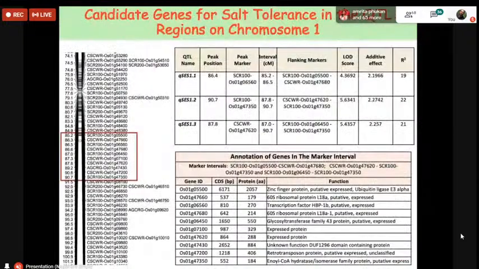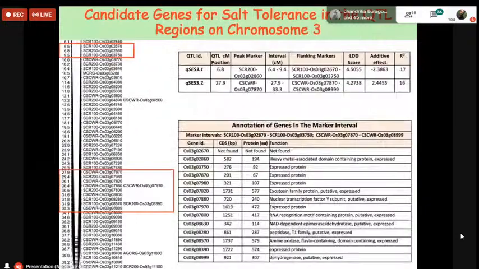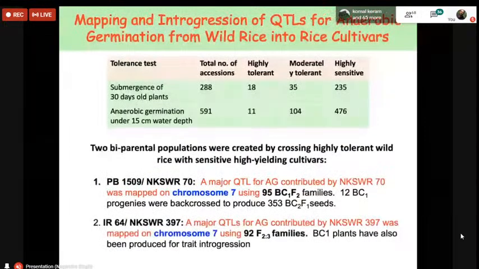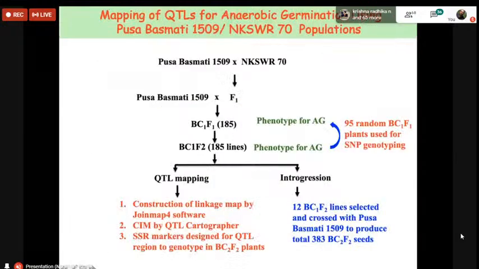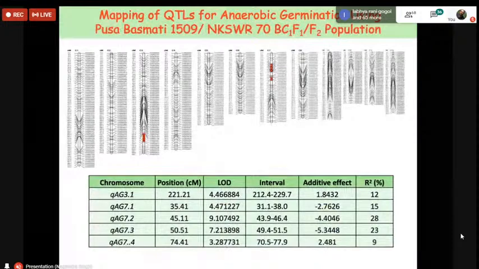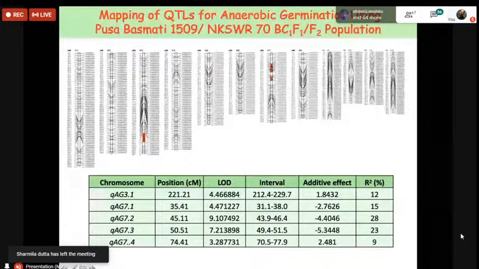tolerance. Then what are the genes in those regions? Also we know we have the complete genome map, and we can zoom in and map these things. So that's where we are at this step here. Similarly, for QTLs for anaerobic germination, we identified a major QTL on chromosome 7 in two different populations. One is the NKSWR70, and then the same approach using the BC1, F1, F2 population, F1 for making the map and F2 for phenotyping. We have got a major QTL on chromosome 7, which explains up to 28% of the variation.